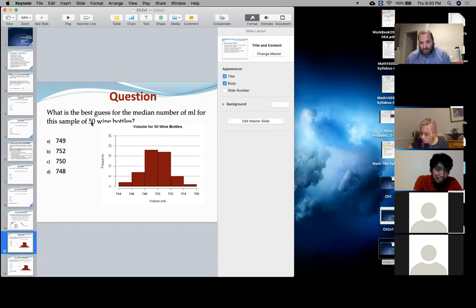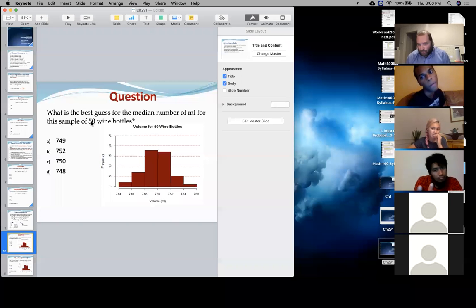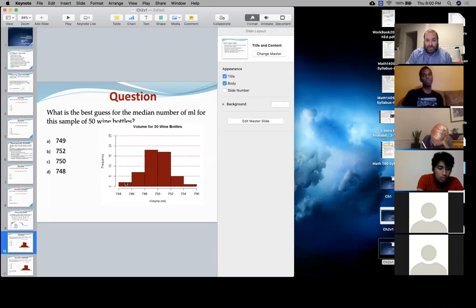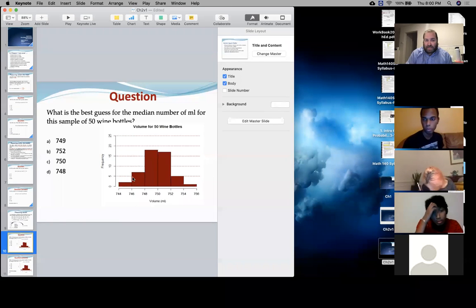Remember, it's an even number, so it's not the 25th place. It's halfway between the 25th and the 26th place. Correct? The median is halfway between the 25th and the 26th. So let's identify what is the 25th and what is the 26th. How many do we have in the first column? 2. How many in the second column? 7. For a total of how many? 9. How many in the third column? About 18. For a total of how many?